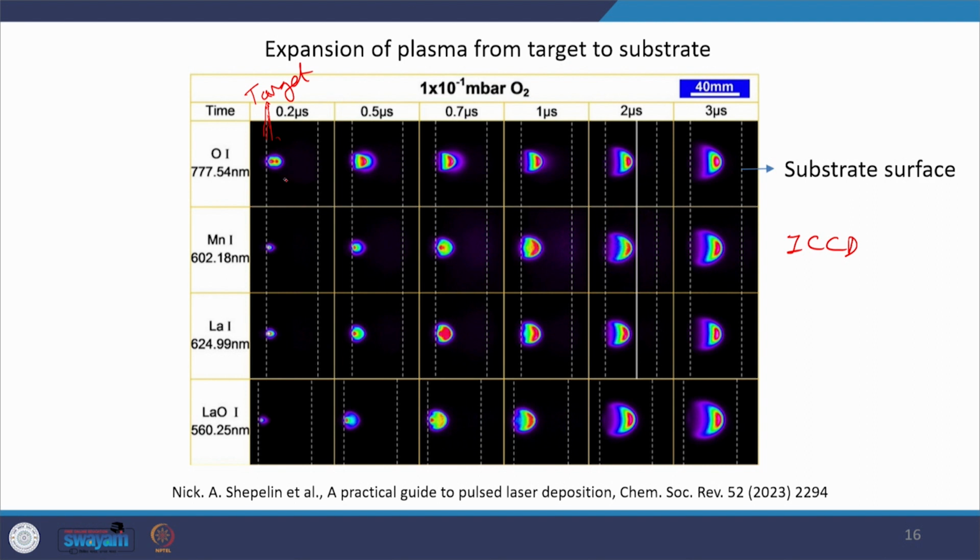So, you can see how the oxygen species is moving from the target. Slowly, after different times, it is 0.2 microsecond, 0.5, 0.7, and 2, 3 microseconds. So, it is further moving towards the substrate. Similarly, you can see for manganese also, it is slowly expanding towards the substrate.